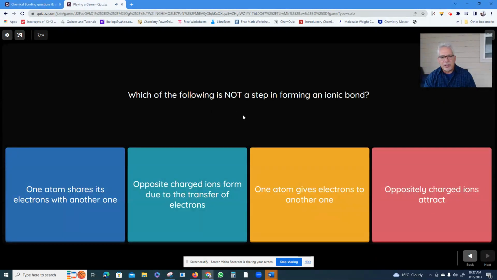Which of the following is not a feature of forming an ionic bond? Okay, share. I will say share, because opposite charge ions form through the transfer of electrons. One atom gives an electron to another. Opposite charge ions attract. I will say sharing, because sharing is more for covalent compounds.